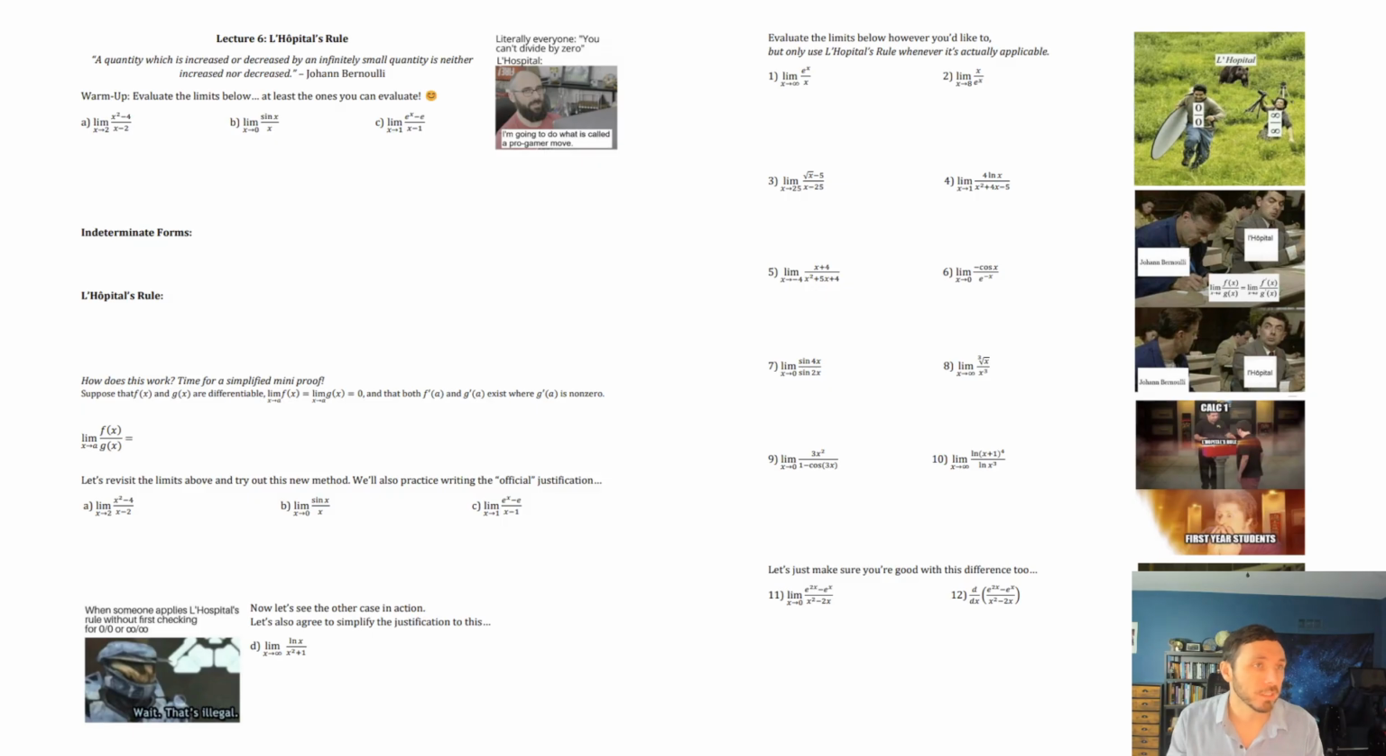So what are we going to do? We're going to start with a warm-up. We'll define what are called indeterminate forms, and then we'll define the rule. We'll do a real soft, sort of hand-wavy verification of the formula. We'll see the new rule with the old limits, and then we'll just grind out some practice and remember some sort of cautionary tale of sorts.